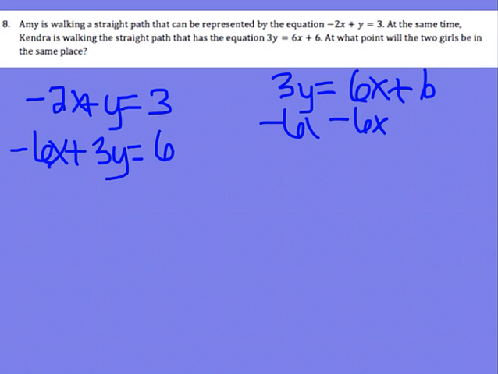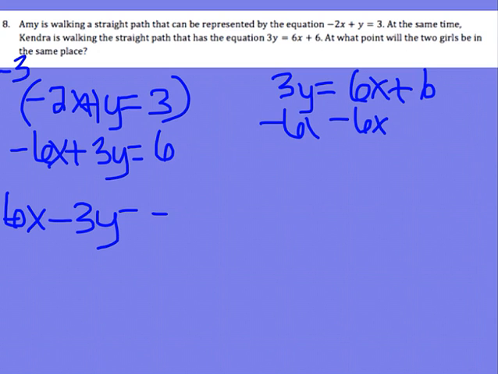So now I need to make them match. Since this is a 1 here, to me it makes more sense to try and multiply for the y's. So I have positive 3y. What's the opposite of a positive 3y? That's going to be a negative 3. So I'm going to multiply that negative 1 by a negative 3. So then I get 6x minus 3y is equal to negative 9. And here I get negative 6x plus 3y is equal to 6.